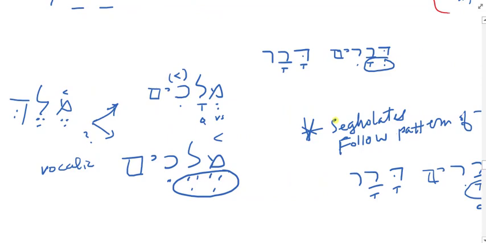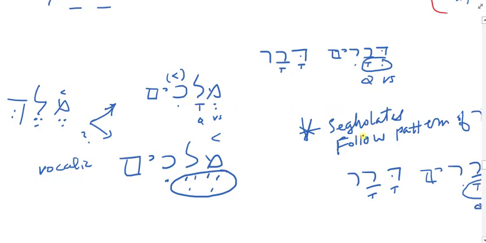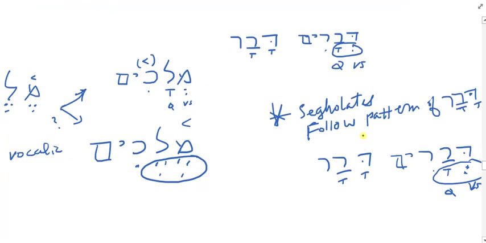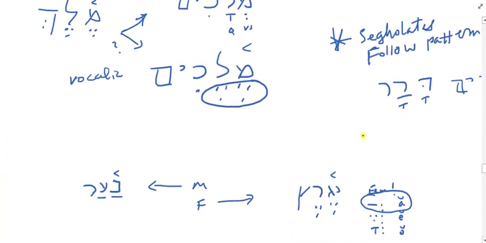What did davar do? Davar, to make it plural, became devarim. I got vocal shava under root 1, kametz under root 2. Davar became devarim, so melek becomes melakim. Same pattern, im. Okay? Segholates follow the pattern of davar. So let's look at a couple of examples.